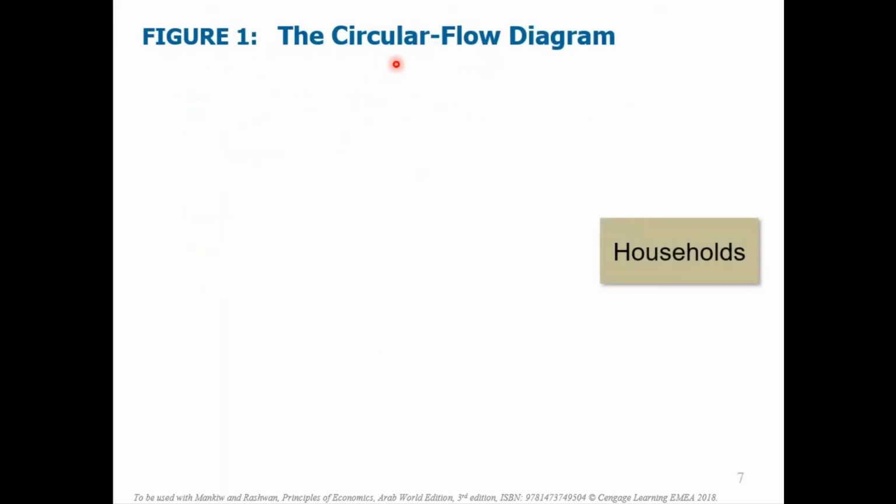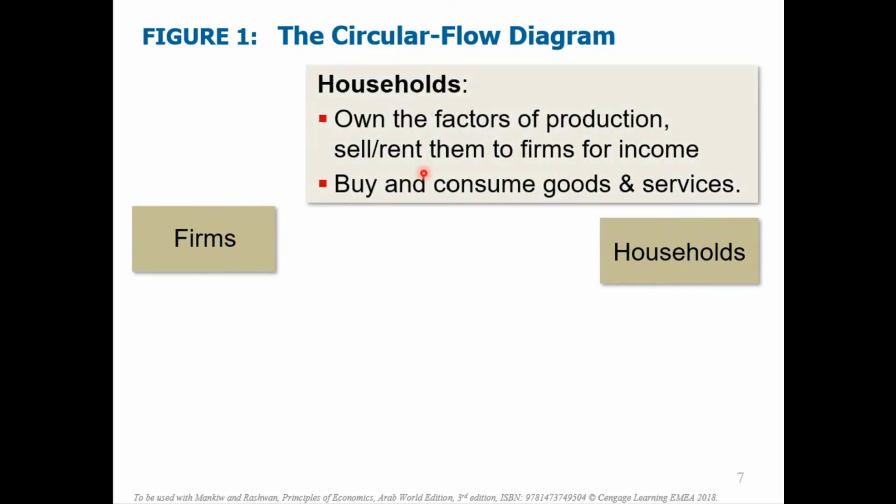So here is the figure of the circular flow diagram. As we said, we have two actors, households, which we call people or consumers, and firms, which produce goods and services. Households have two roles. Either they work as employees, or they sell or rent their land. If you have land, you can rent it to a factory. If you own a building, you can rent it to a company. So you contribute to the factors of production. Or you go to the market and buy and consume goods. You pay money for your clothes, a new mobile, a new TV, and so forth. So as a household, you have two roles.